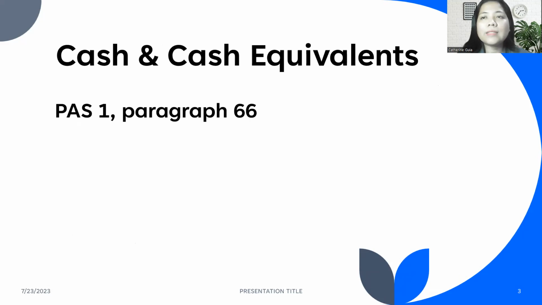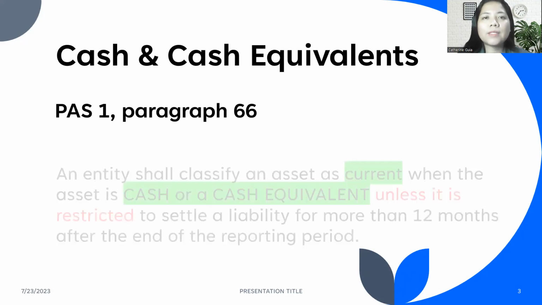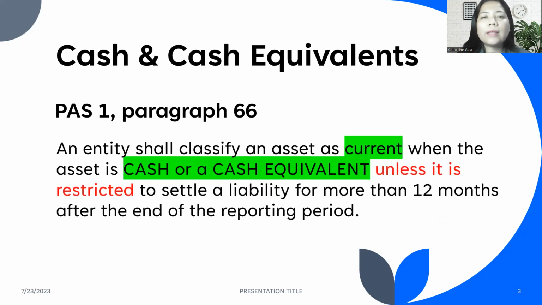But before that, let's have here a guidance from PAS 1, paragraph 66. It says that an entity shall classify an asset as current when the asset is cash or a cash equivalent unless it is restricted to settle a liability for more than 12 months after the end of the reporting period. So the paragraph says that cash or cash equivalent is classified a current asset if it is not restricted.